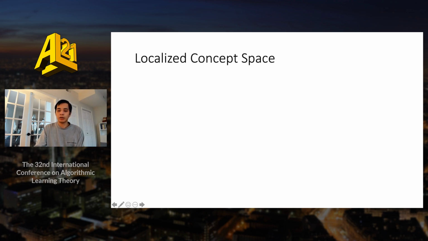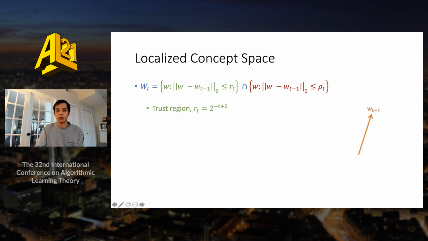Then let me talk about the localized concept space. This is an intersection of an l2 ball and an l1 ball. The l2 ball is standard in active learning. It serves as a trust region. If this is our current iterate, then the l2 ball will be the green bar. The hope is that if we pick the radius in a proper way, then the ground truth lies in the green bar. That also indicates we will find a new iterate within this bar. And of course, we will consider attribute efficiency, so that is why we also add an l1 norm constraint.